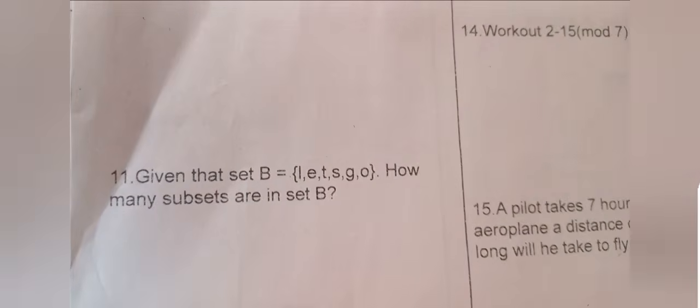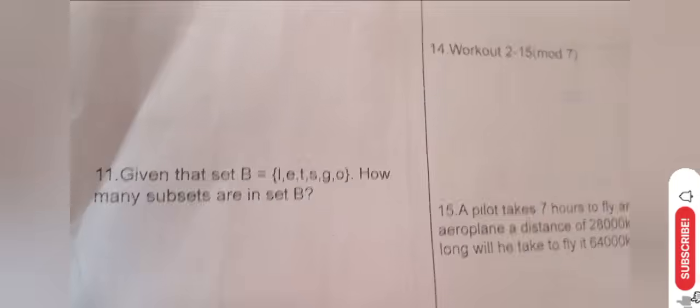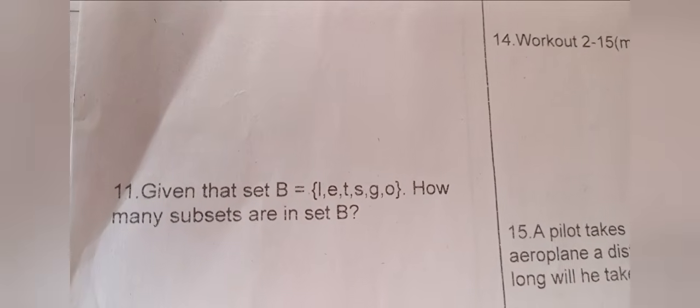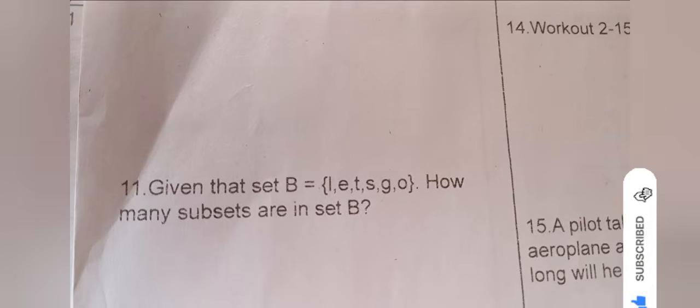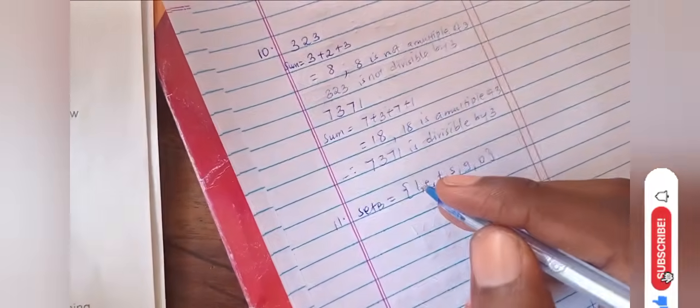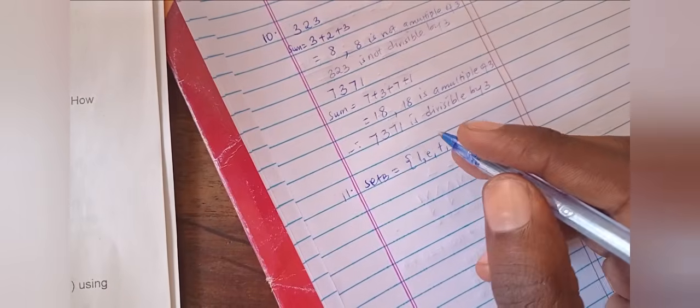Number 11, it states that given that set B equals {L, E, T, S, G...}, how many subsets are there in set B? There are two methods that can be employed here. The first one is the listing method, and the second one is use of the formula. But the listing method may take a lot of time. Let's go direct to the formula.